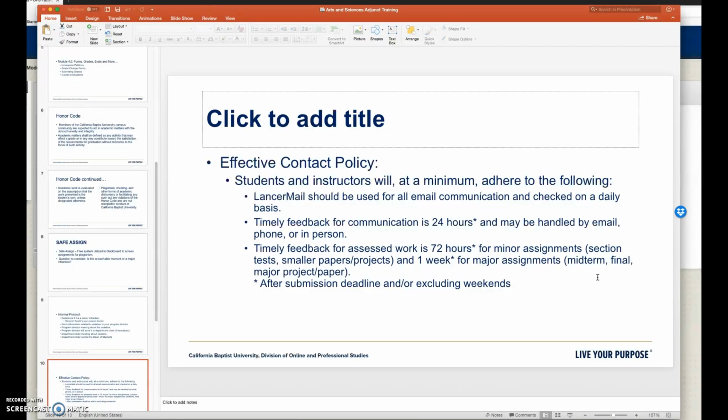Timely feedback for communication is 24 hours and may be handled by email, phone, or in person. If it is a weekend, we are talking about working days, so we're not counting weekends. Timely feedback for assessed work is 72 hours for minor assignments, tests, smaller papers, and projects, and 1 week for major assignments, midterm, final, and major project papers, after the submission deadline, excluding weekends. So there's the weekend policy.